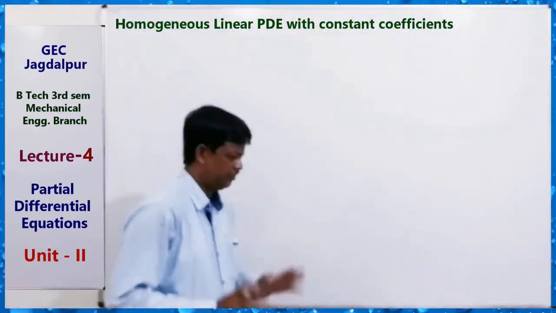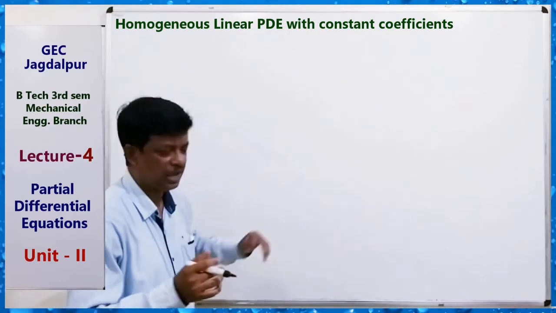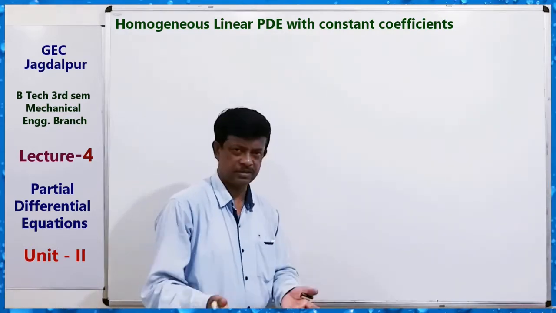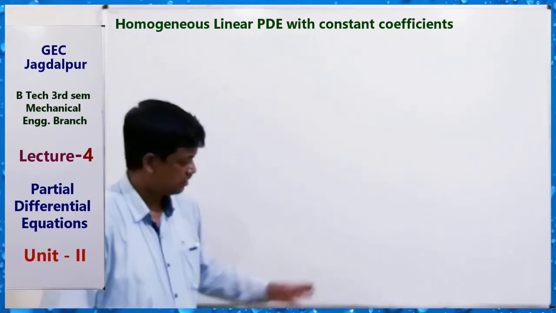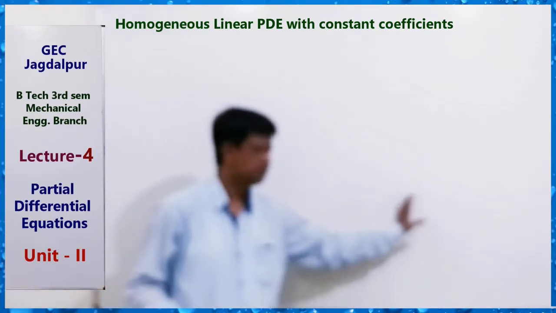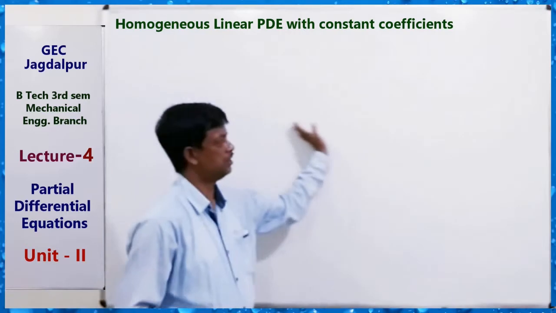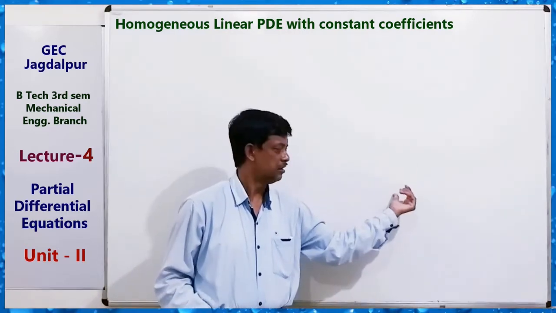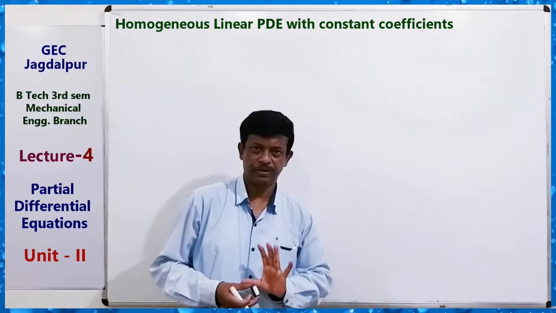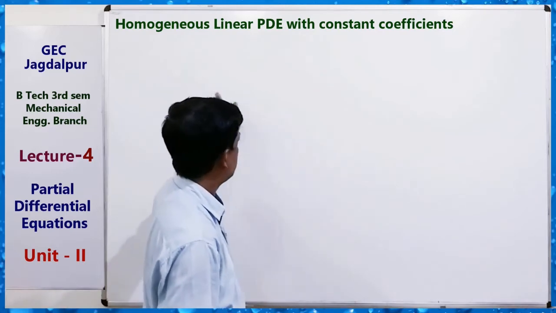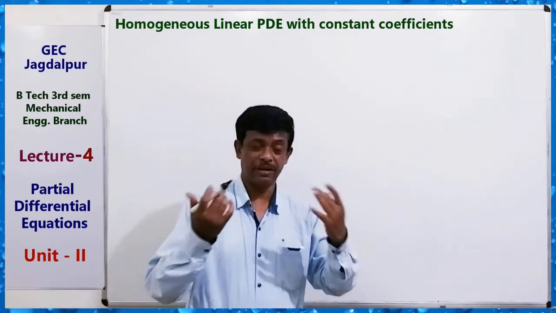Now, first I will discuss PI. CF, I have just discussed. How can you find CF? Just make the auxiliary equation, then find the roots of the equation, second degree, third degree, and then you can write CF. Okay, now how can we find PI?